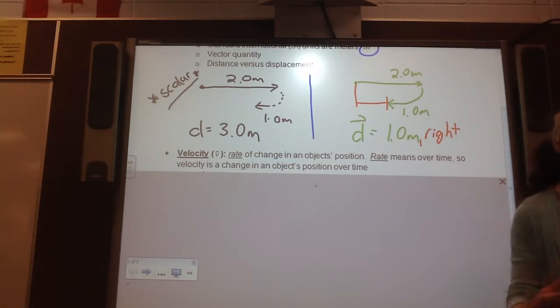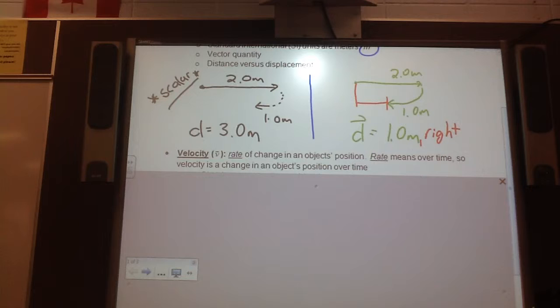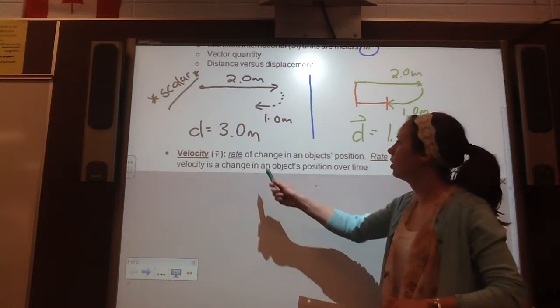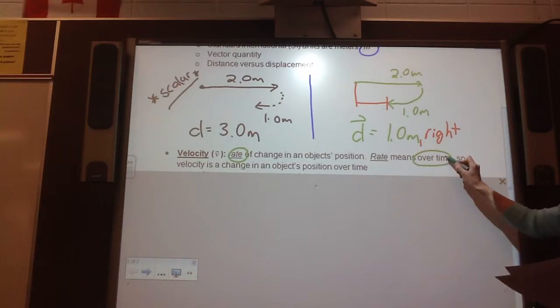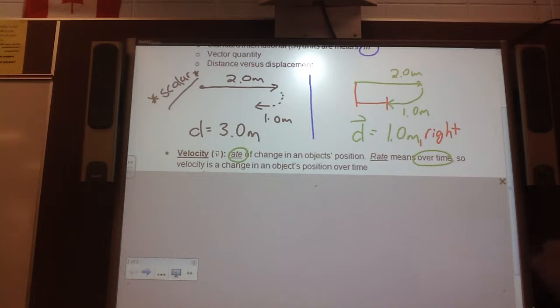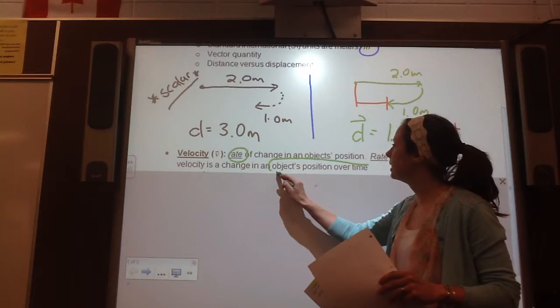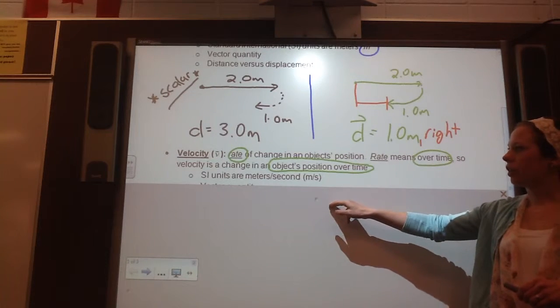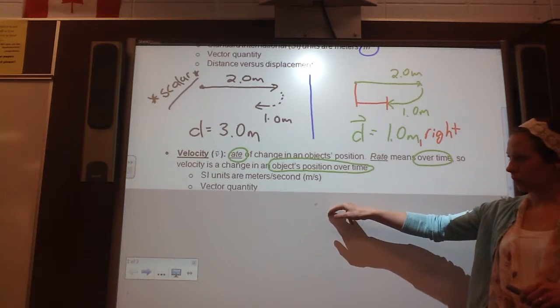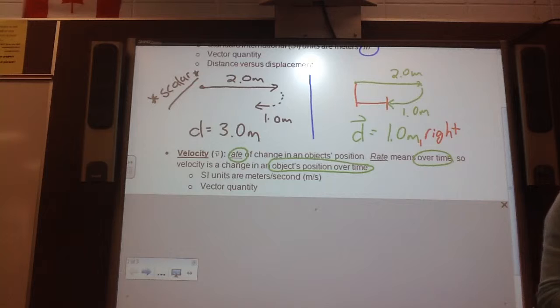Okay, so now, as you mentioned, velocity is a vector quantity as well. Now, velocity is the rate of change, so it's the rate of change in an object's position. Rate means over time. So velocity is change in an object's position over time. Our SI units are meters per second, and indeed it is a vector quantity.